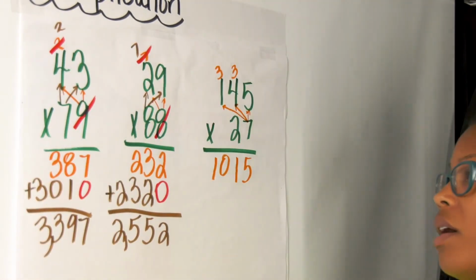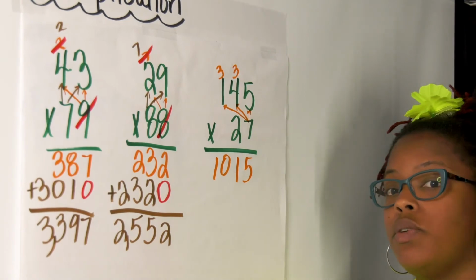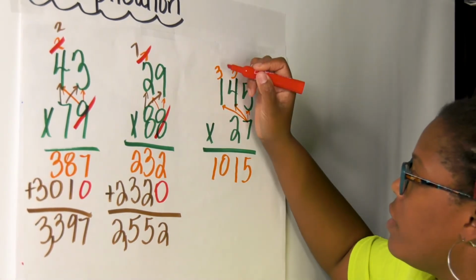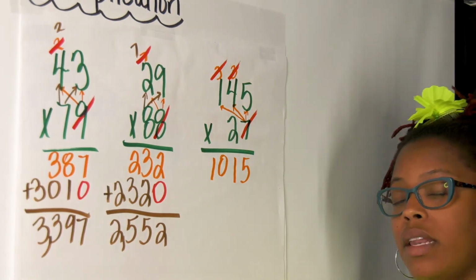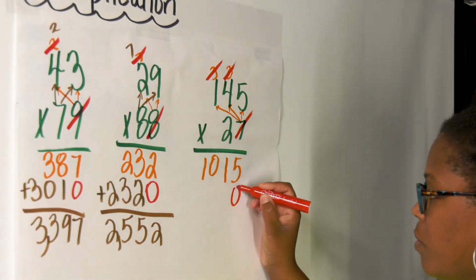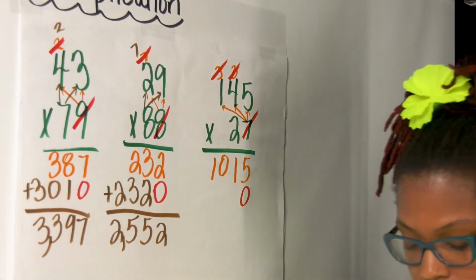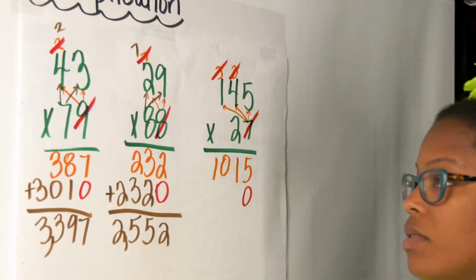Next, we are finished with our ones place. So don't forget to cross it out. Cross out those numbers that we've already added and cross out that ones place and place your 0 down below because we're shifting to the tens place.